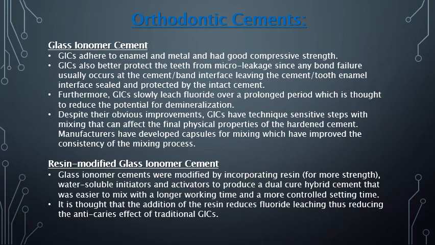Glass ionomer cements. Glass ionomer adheres to enamel and metal and has a good compressive strength. They also protect the teeth from microleakage, since any bond failure usually occurs at the cement band interface, leaving the cement tooth enamel interface sealed and protected by the intact cement. Furthermore, they slowly leach fluoride over a prolonged period, which is thought to reduce the potential for demineralization.